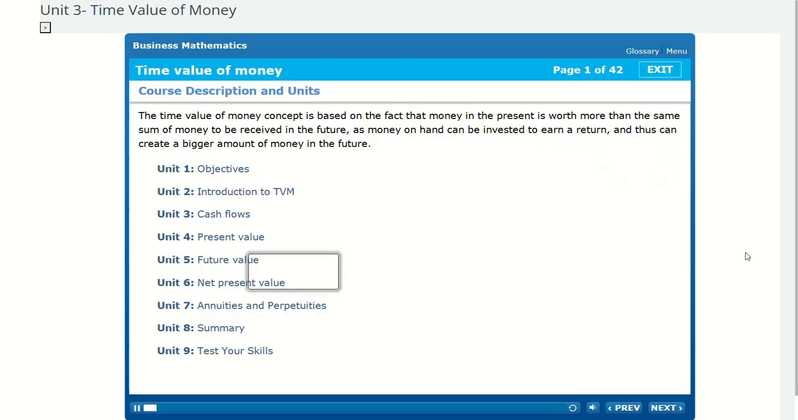Course description and units. The time value of money concept is based on the fact that money in the present is worth more than the same sum of money to be received in the future, as money on hand can be invested to earn a return, and thus can create a bigger amount of money in the future.